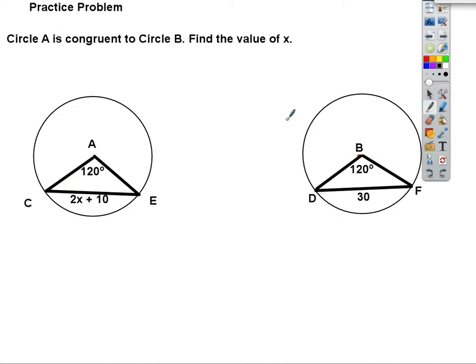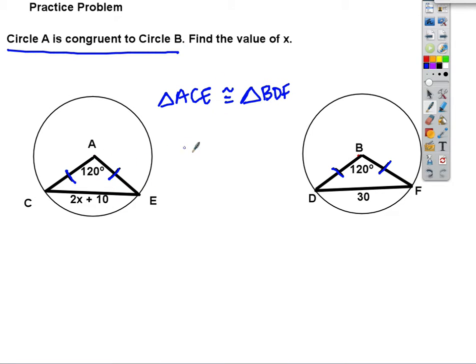So let me show you a practice problem. In this picture, I told you that circle A is congruent to circle B, which means that all of the radii between the two circles are congruent. So look at that, SAS, both of those triangles are congruent. Say you didn't even know the theorem: because you know SAS, you'd know that triangle ACE would have to be congruent to triangle BDF. I knew again that these radii were congruent because the definition of congruent circles is that their radii are congruent.